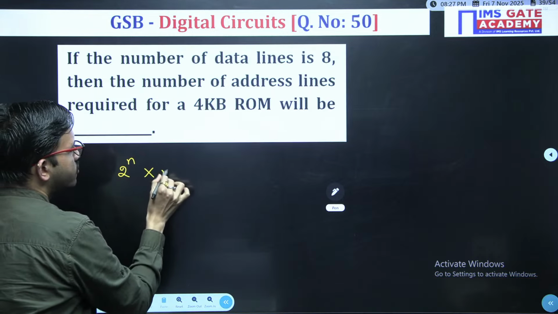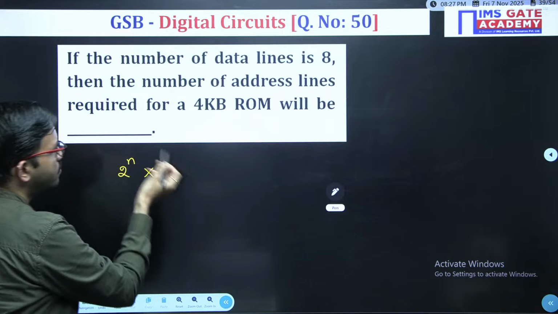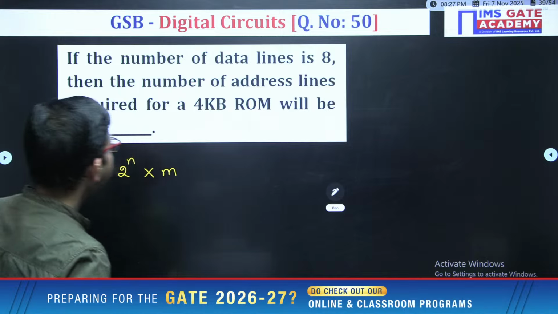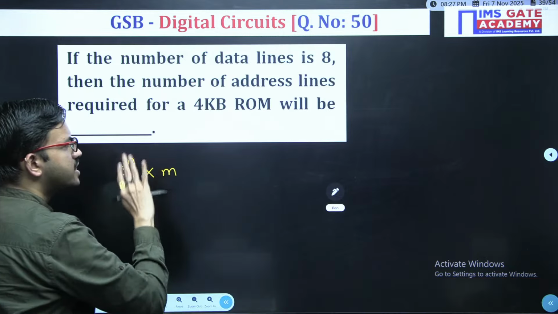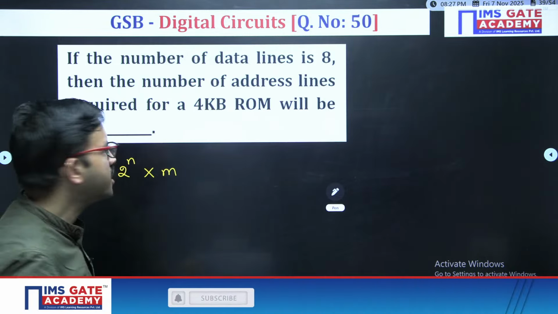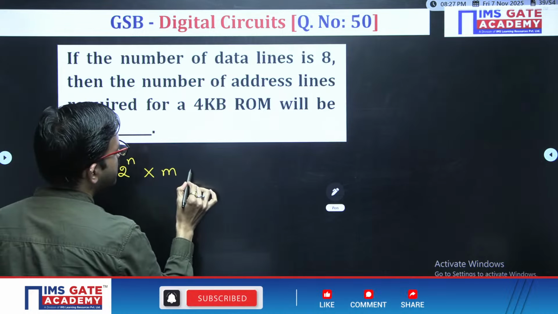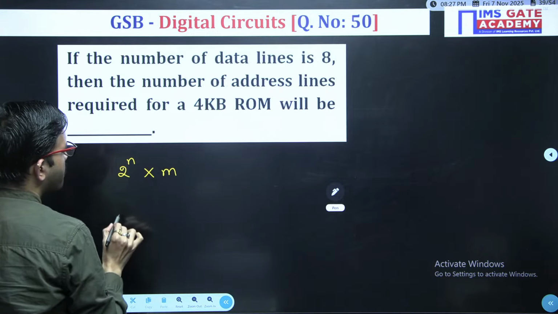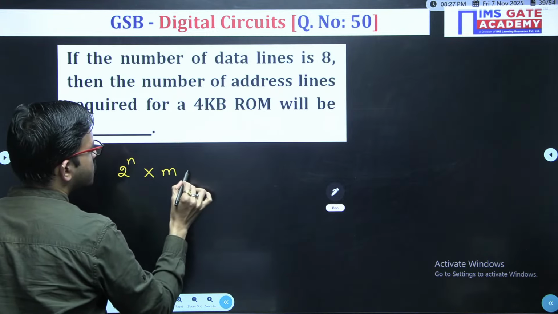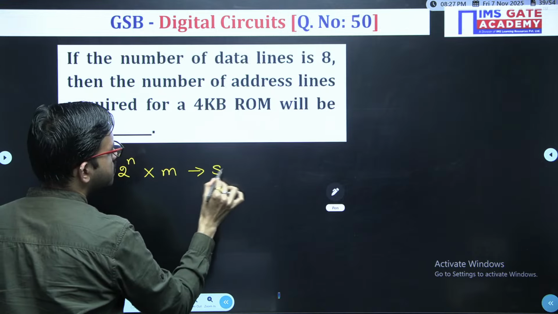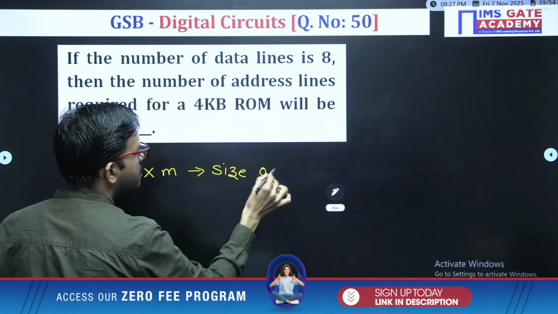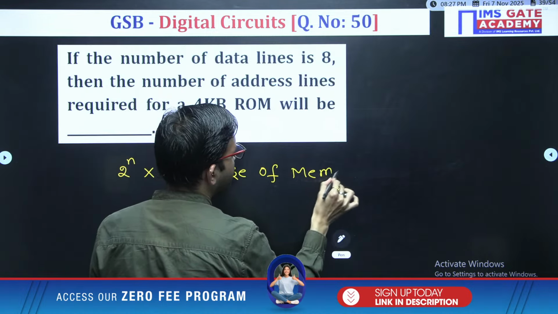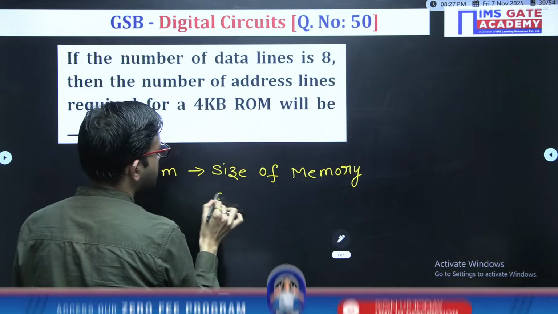And in each location, if you can store m bits, then the size of the memory is 2 power n by m. Yes, very good, Suganya. So this is the size of the ROM. Size of the ROM or memory capacity, all are one and the same. Now, in this question, the n value is given as 8. Okay.